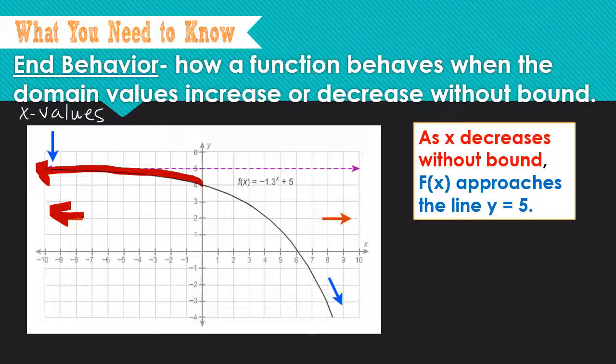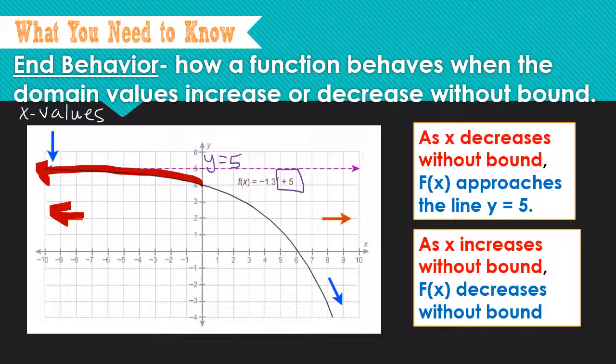Notice I have this plus 5 on the end. Notice how that matches the line for my asymptote. Those are always going to be the same thing. If you have a plus or a minus at the end of your function, the asymptote is going to be at that spot on the y-axis.